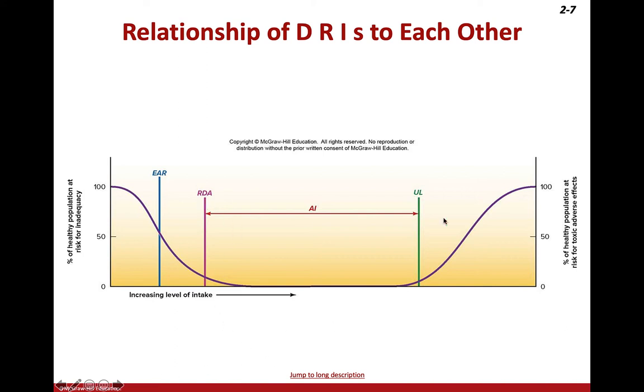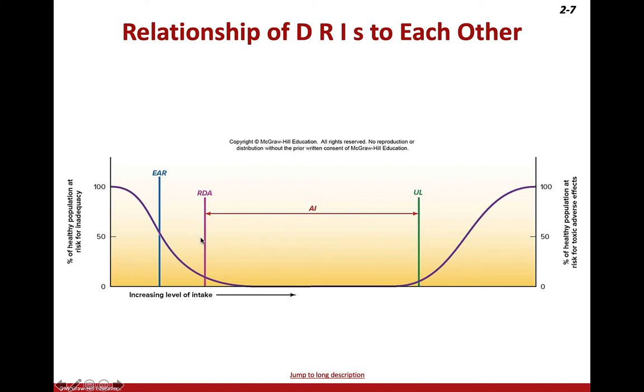There's kind of a sweet spot between the RDA and upper limits. All right, so here we're basically looking at really zero risk for inadequacy, and at the same time, zero risk for upper levels or toxicity. So notice the AI pretty much lies between the RDA and the upper limit. Notice here when we look at the EAR, okay, it's basically not as good as the RDA.